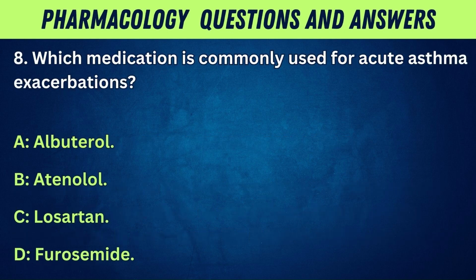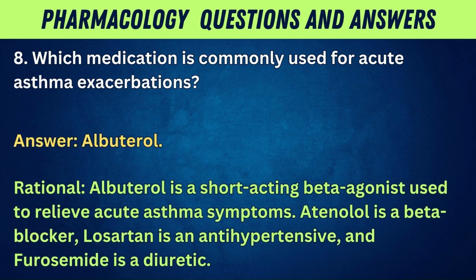8. Which medication is commonly used for acute asthma exacerbations? A. Albuterol. B. Atenolol. C. Losartan. D. Furosemide. Answer: albuterol. Rationale: albuterol is a short-acting beta agonist used to relieve acute asthma symptoms. Atenolol is a beta blocker, losartan is an antihypertensive, and furosemide is a diuretic.